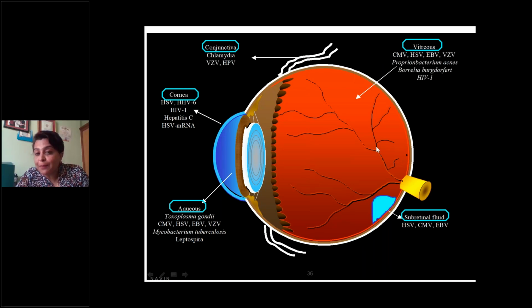The ocular sample that can be obtained for conducting PCR could be from the conjunctiva, cornea, aqueous, vitreous, or even the subretinal fluid. And the site from where we can get an ample amount of sample is the vitreous.